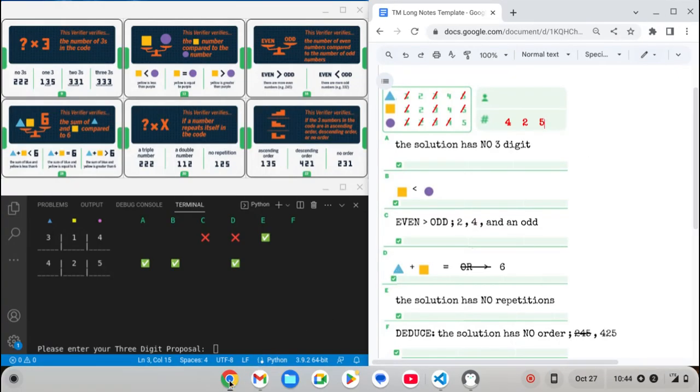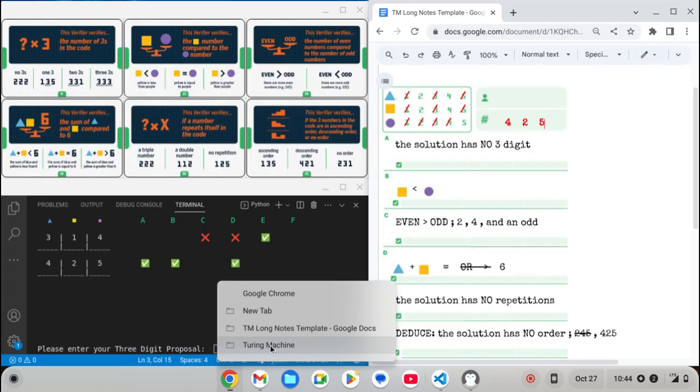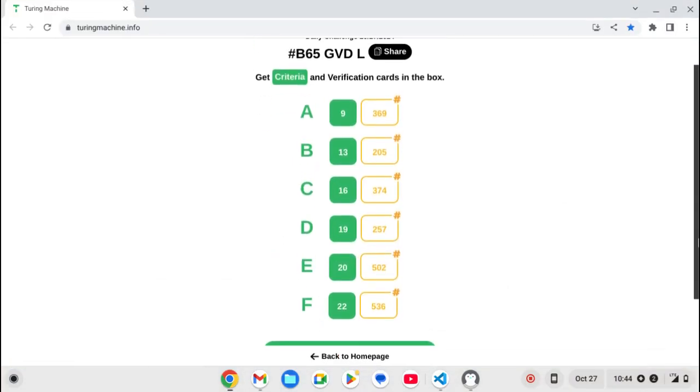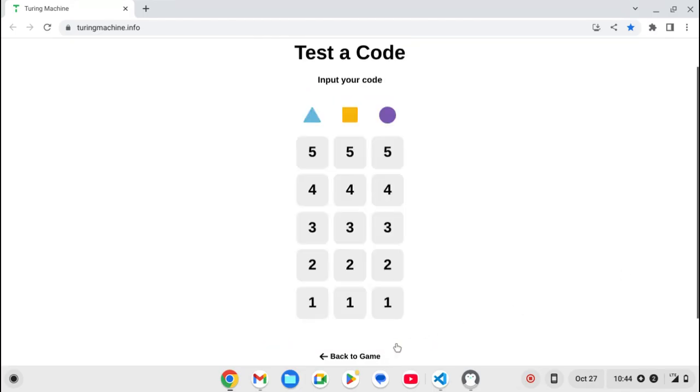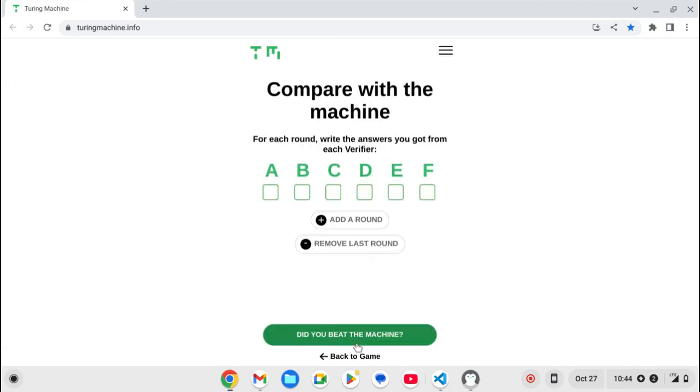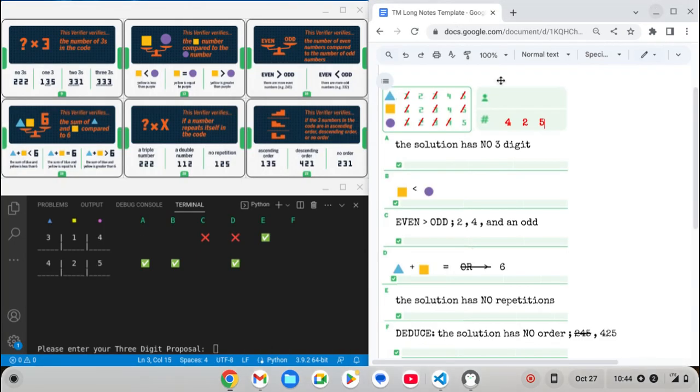Okay, well, I think we're ready to verify. So let's go ahead and do that. So 425 as our solution. 425. Okay, that is correct. And how do we do versus the Turing machine?